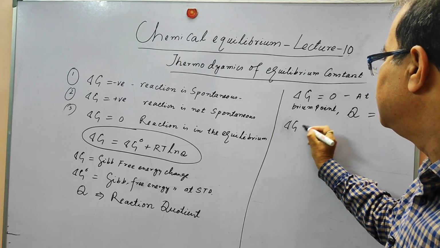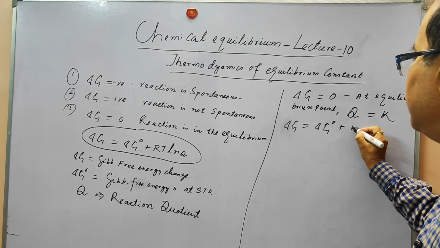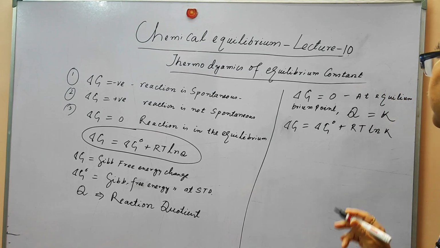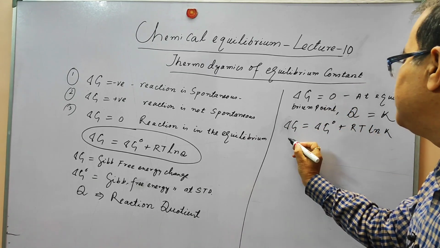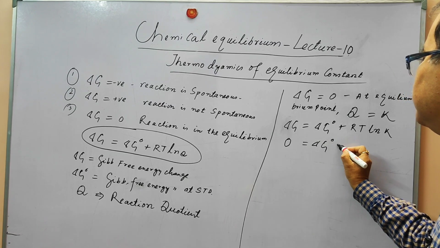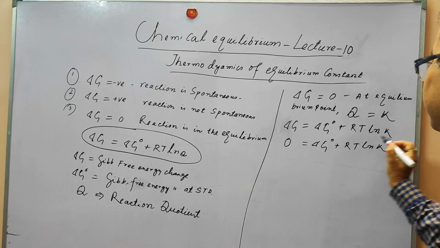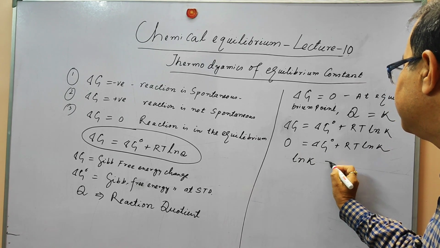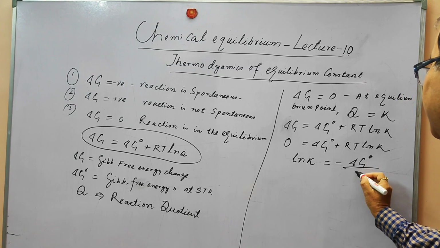This is the relationship between the equilibrium constant and the free energy change. As del G is 0, we can put this value as 0, then del G 0 is equal to RT ln K. So we can write ln K is basically minus del G 0 by RT.